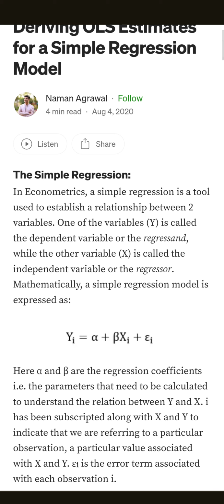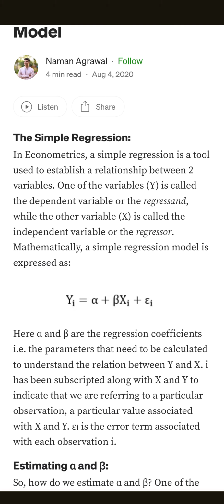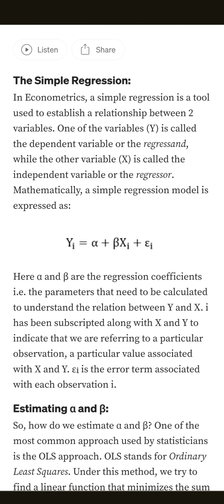Simple regression. In econometrics, a simple regression tool is used to establish a relationship between two variables. One of the variables, big Y, is called the dependent variable or the regressand, and the other variable, big X, is called the independent variable or the regressor. Mathematically, a simple regression model is expressed as big Y sub i equals alpha plus beta big X sub i plus epsilon sub i. Here, alpha and beta are the regression coefficients, i.e. the parameters that need to be calculated to understand the relation between big Y and big X.